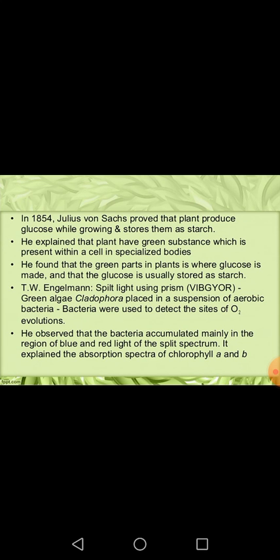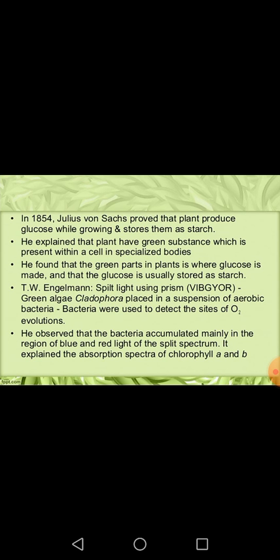Actually, what are aerobic bacteria? The bacteria which go for aerobic respiration, means they require oxygen, and the green alga Cladophora will perform photosynthesis and form oxygen, and with the help of this oxygen the bacteria can go for aerobic respiration. And Engelmann spotted that the bacteria were especially accumulating at the blue as well as the red spectrum of the light.